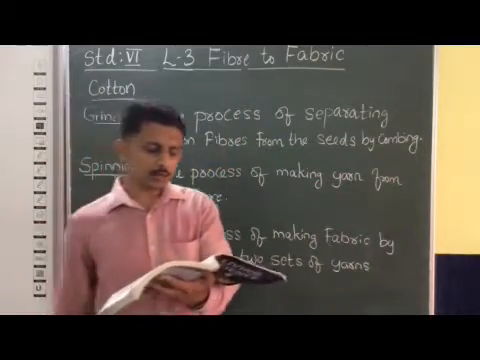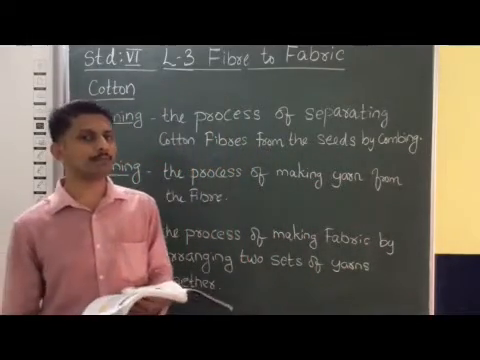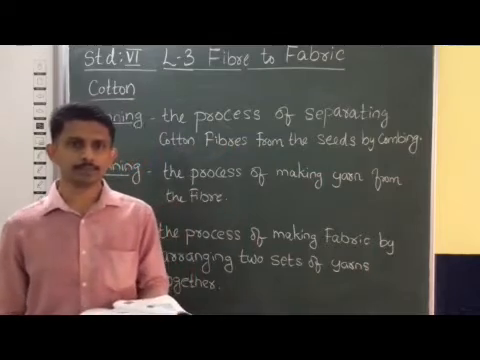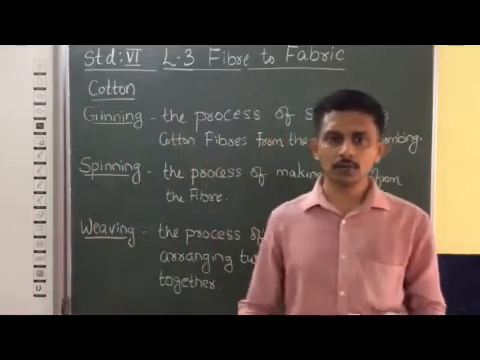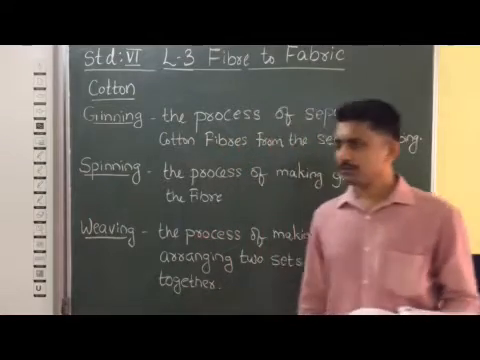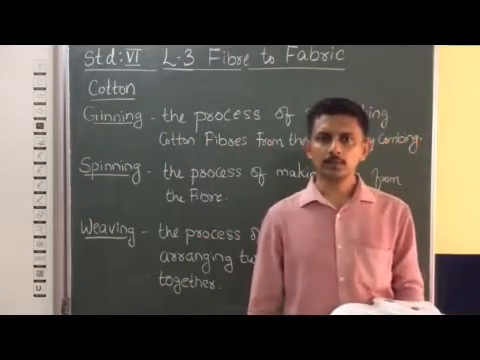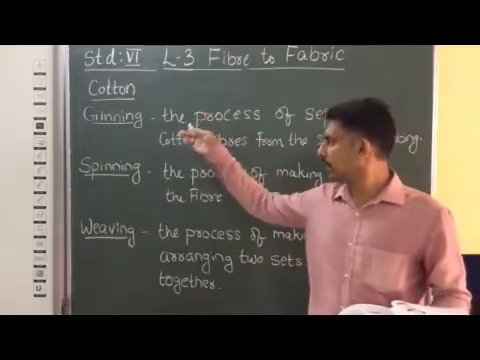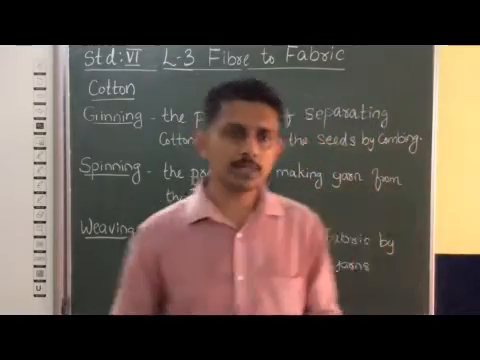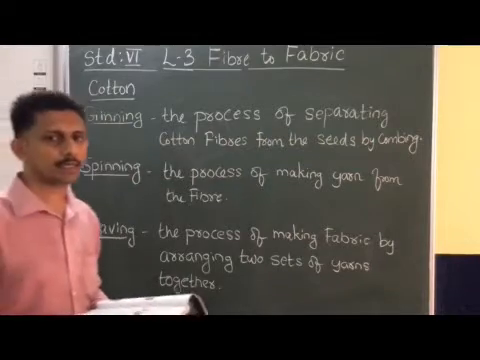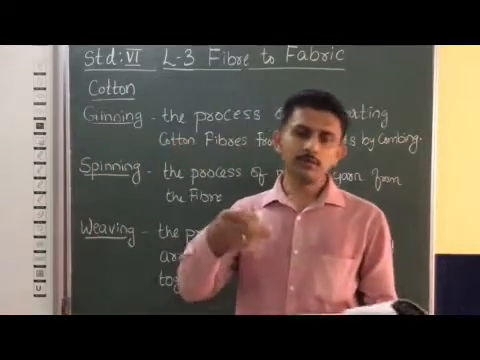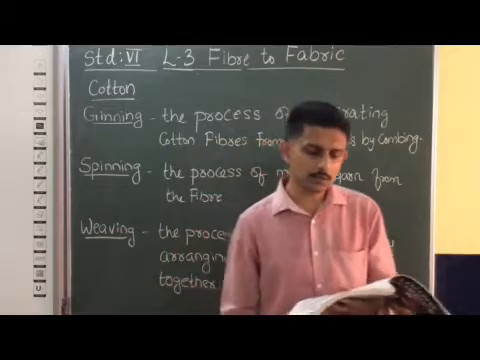And in India, cotton is sown between the months of May and September, and harvesting begins from the month of October. We obtain cotton cloth through various processes. The first process is known as what? Ginning.